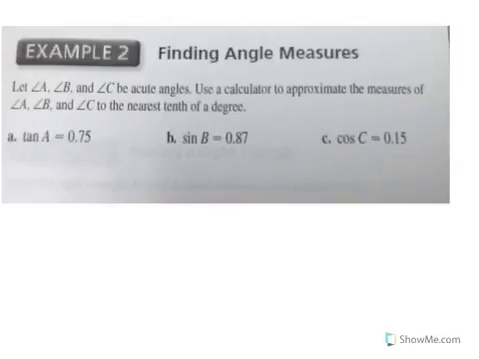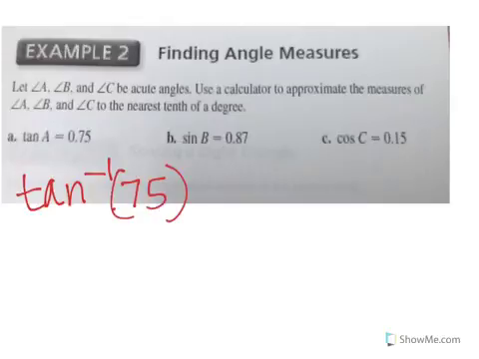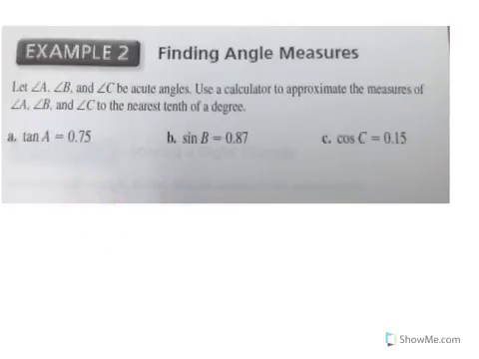So to put this one in our calculator, the tan of A, you're going to push your trig functions. Since we're finding the angle measurement, you need to put tan and make sure it has the negative 1 in there before you put in 0.75 in the parentheses. And it would give us the angle measurement of 36.9.